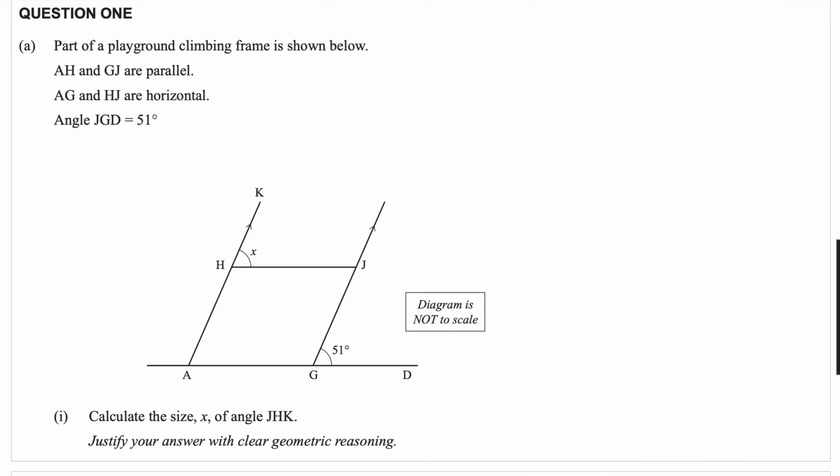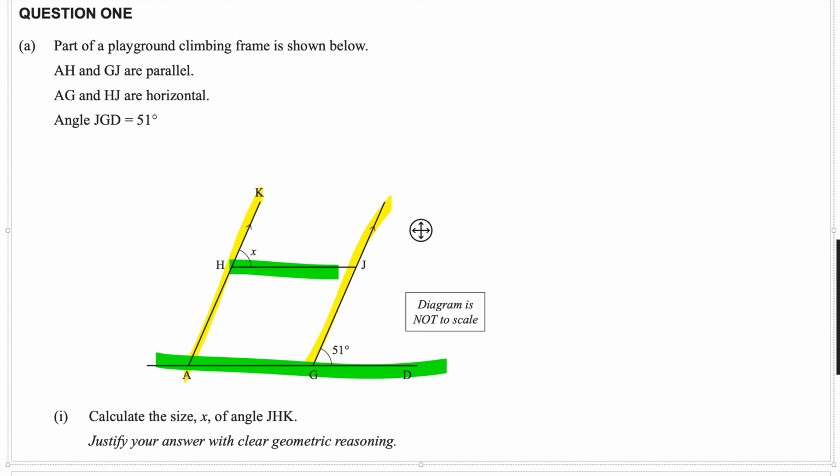All right, so we've got our first question here, and what we have is AH and GJ are parallel. So basically these two lines are parallel, and then AG and HJ are horizontal. So that means we've got two sets of parallel lines there. And what we've been told is angle JGD equals 51, and we've got to try and figure out what the angle is for JHK. So that's going to be this angle here.